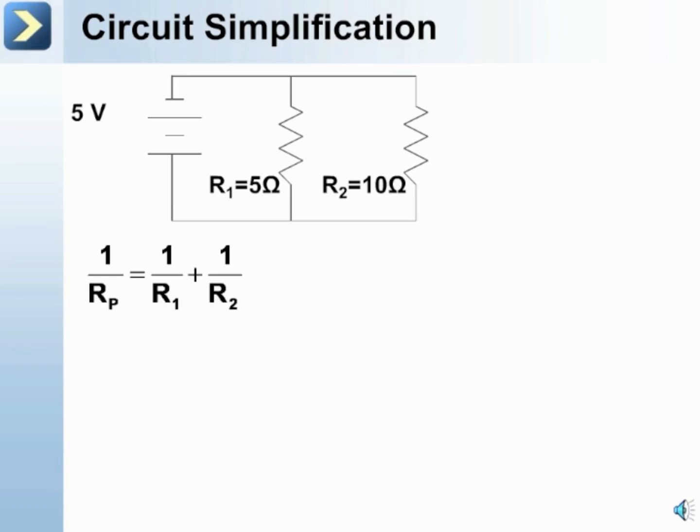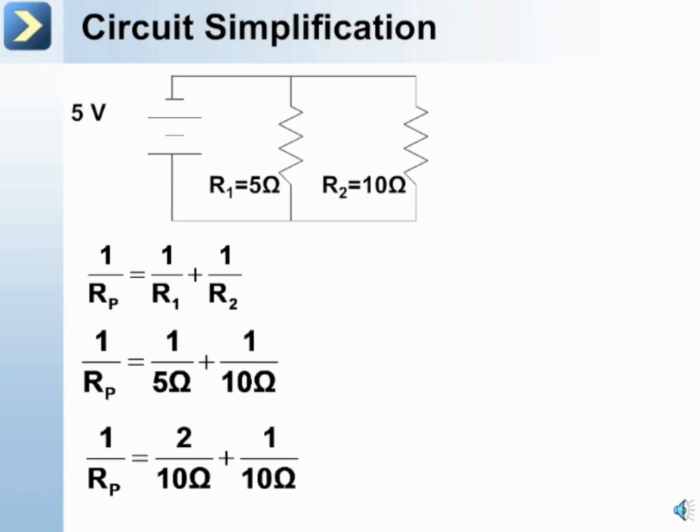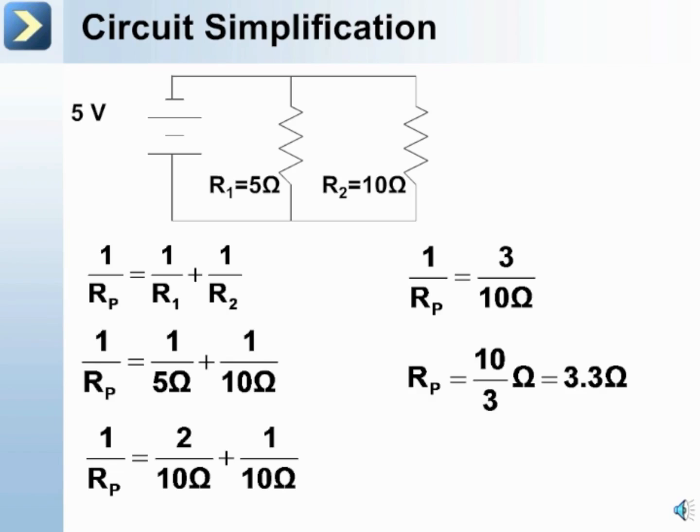We use 1 over Rp equals 1 over R1 plus 1 over R2. 1 over Rp equals 1 over 5 ohms plus 1 over 10 ohms. Get the common denominator. We have 2 over 10 ohms plus 1 over 10 ohms, and that's 3 over 10 ohms. And so finally we can solve for Rp by multiplying each side by reciprocals, and we end up with Rp equals 10/3 ohms, or 3.3 ohms. So that would be the equivalent resistance for this parallel circuit.